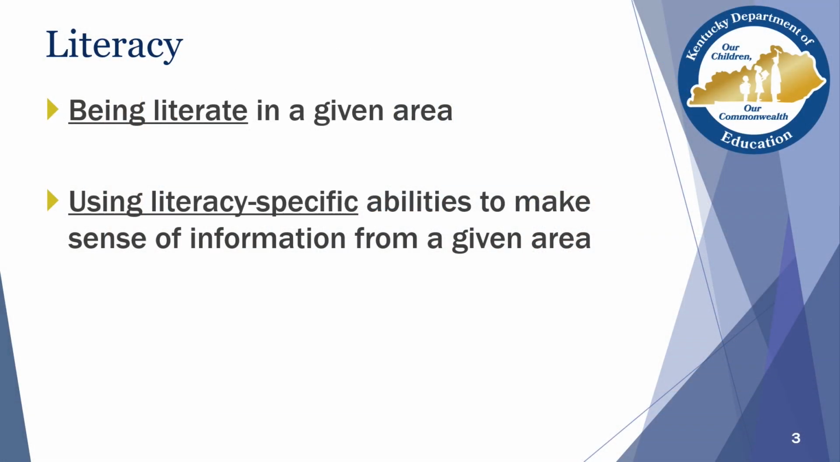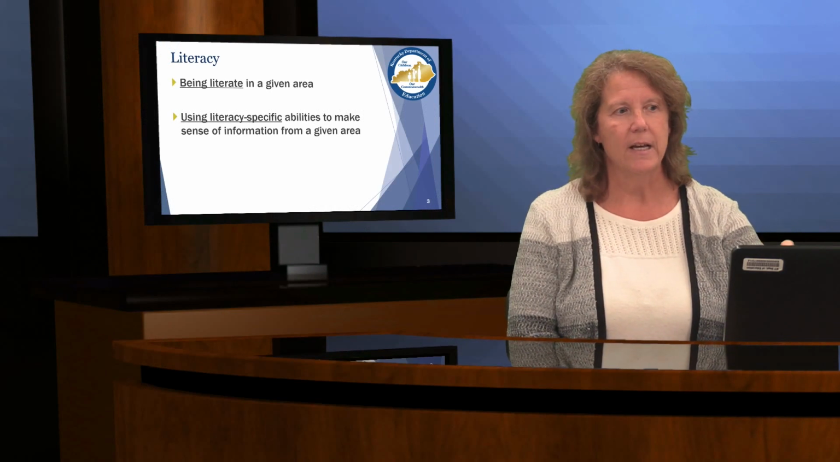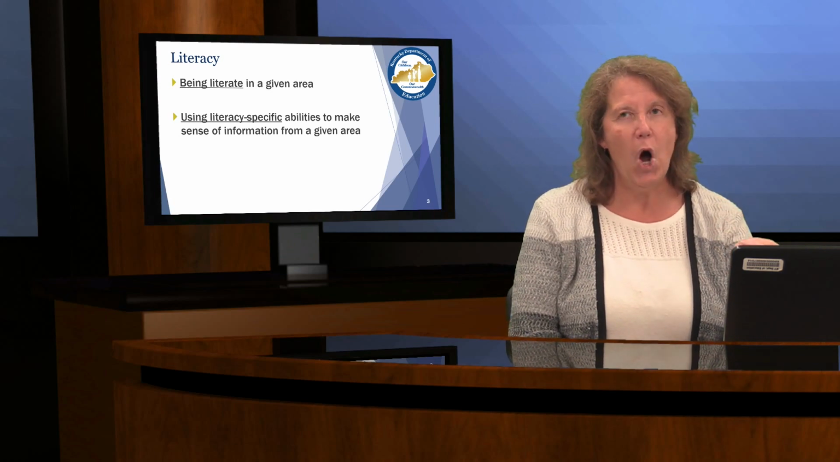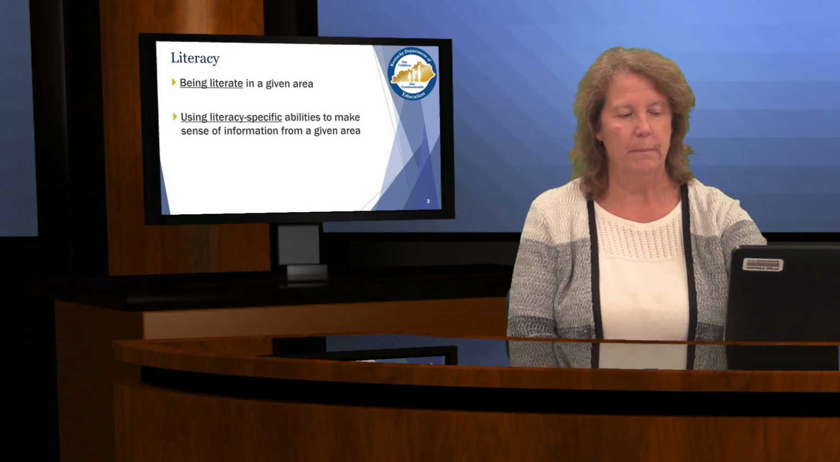So we're going to start with literacy can be one of two things. It could be being literate in a given area, which is what I would call the big L literacy. Or literacy could also mean using literacy-specific abilities to make sense of information from a given area. And that's what I call the small L literacy. So as we go through this, I'm going to try and clarify both of those things. So just remember, we have the big L is being literate in a given area, and then the small L is using literacy-specific abilities.